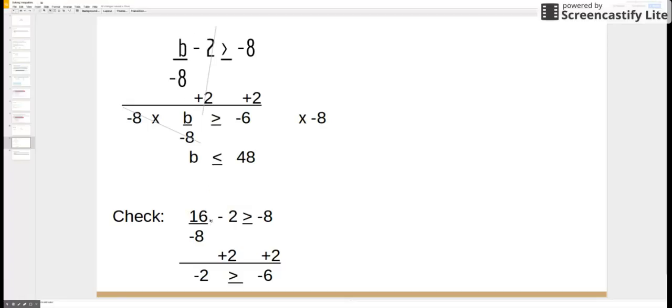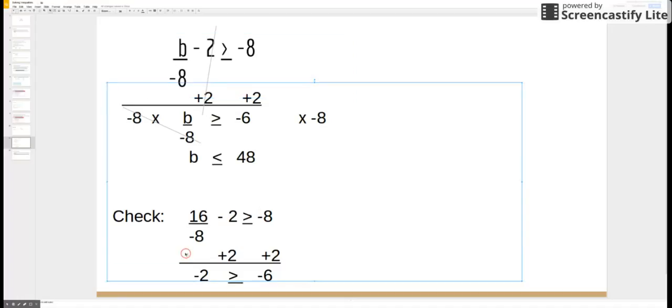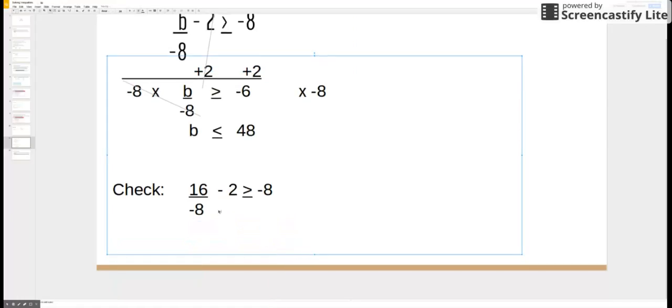So I'm doing 16 divided by negative 8 minus 2 is greater than, I'm just replugging it in to the original problem. So 16 divided by negative 8 minus 2 is greater than or equal to negative 8. And then if you solve both sides of that, 16 divided by negative 8 is just positive 2. Positive 2 minus 2 is 0. 0 ends up being greater than negative 8.